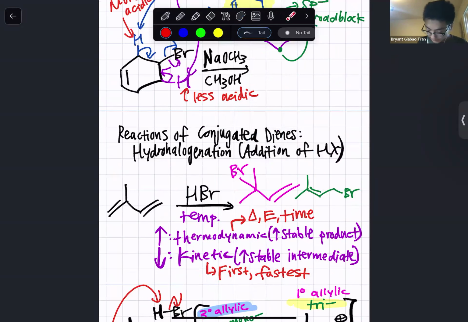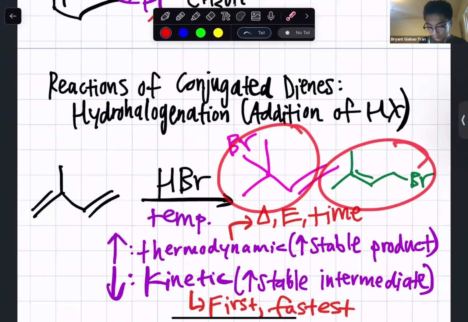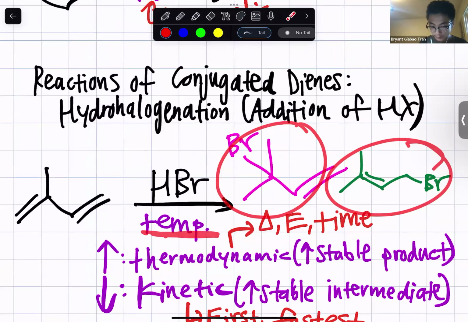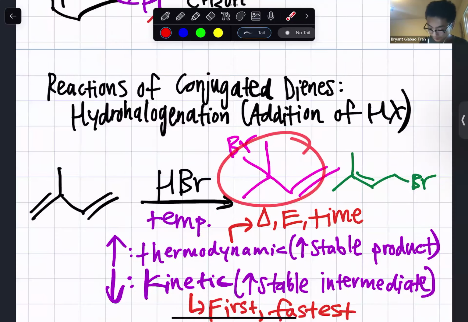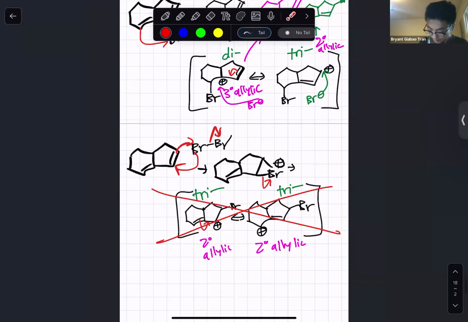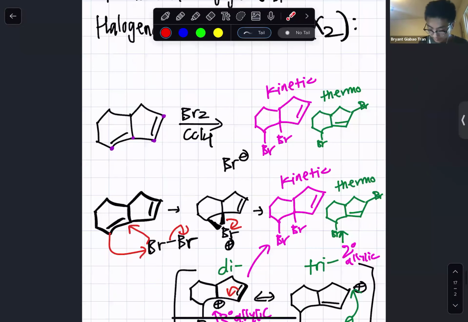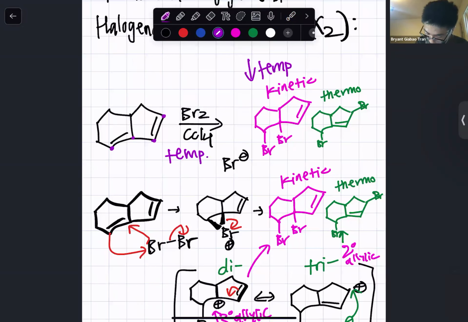Okay. This is the kinetic product. This is the thermodynamic product. And you only draw out one of them depending on what temperature he gives you. If he gives you high temperature, you get thermodynamic. If he gives you low temperature, you get kinetic. Same as for this one. Temperature. Low temp, high temp.